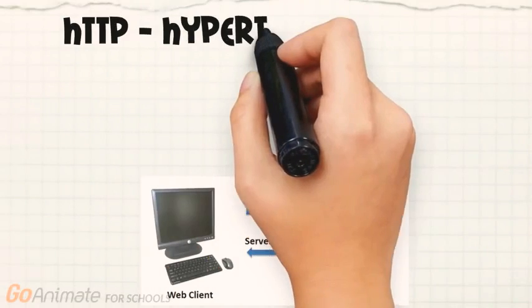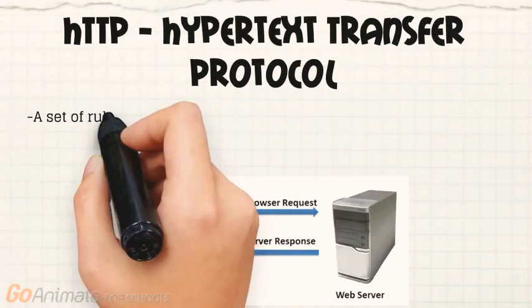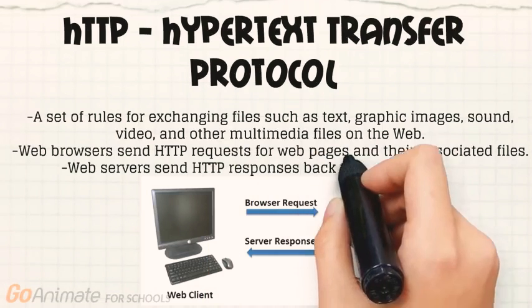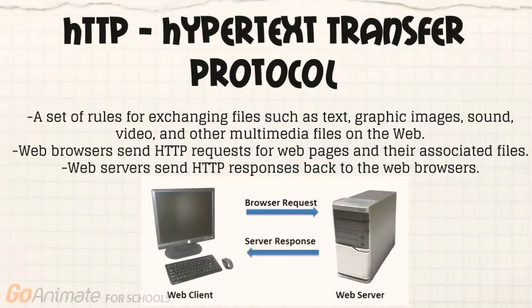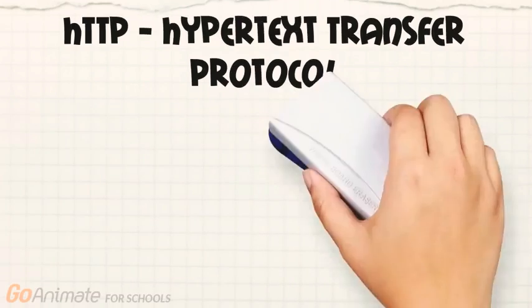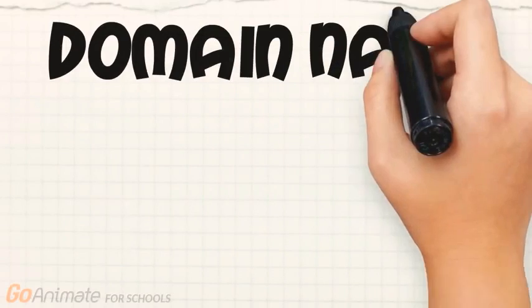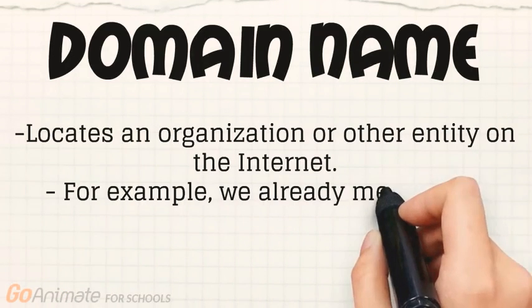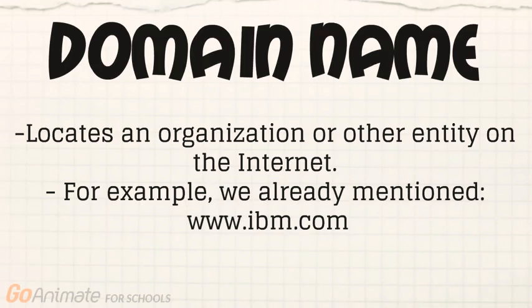HTTP is a set of rules for exchanging files such as text, graphic images, sound, video, and other multimedia files on the web. Web browsers send HTTP requests and servers reply. A domain name locates an organization or other entity on the Internet. For example, we already mentioned www.ibm.com.